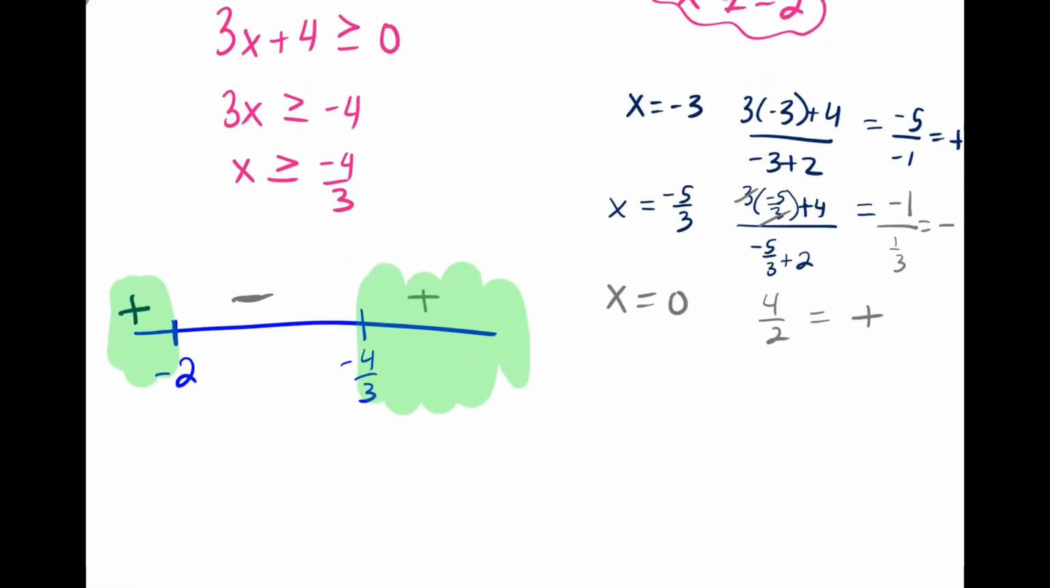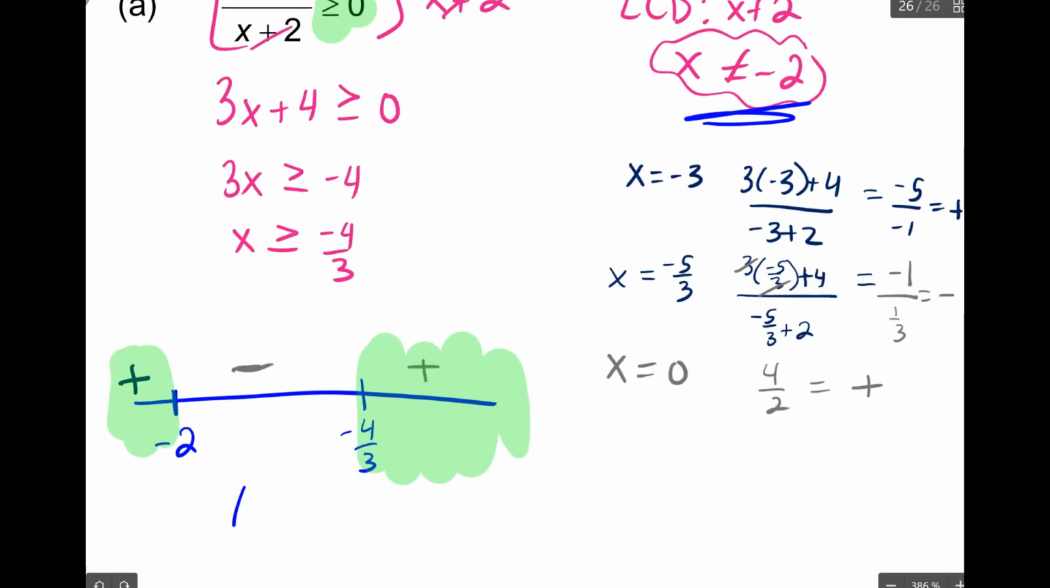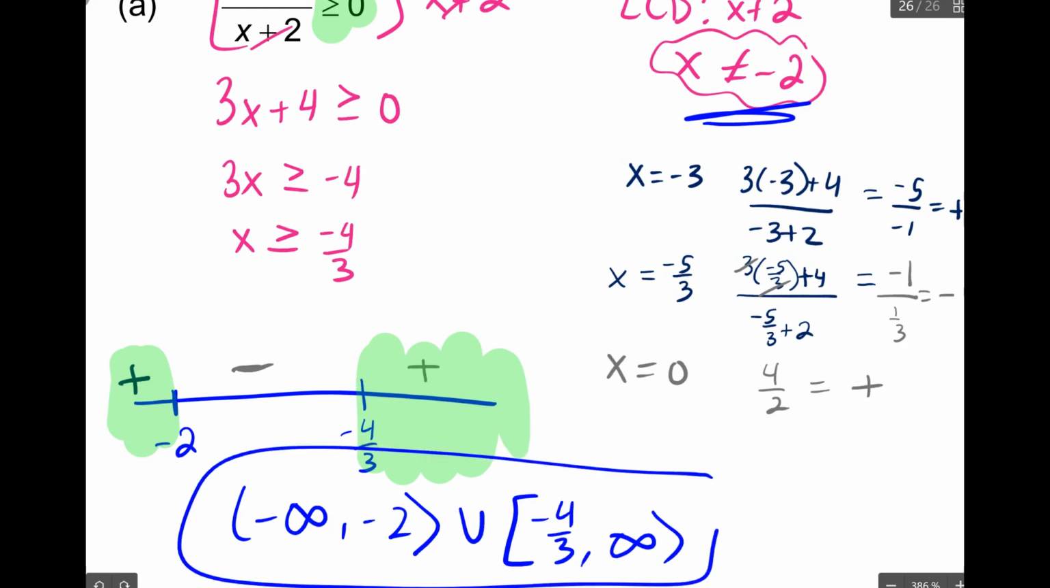But x cannot equal negative 2. So I'll go from negative infinity to negative 2, not including it, but I will include negative 4/3 to infinity. I can't include negative 2 because that was the bottom of my fraction, right? If x equals negative 2, the whole thing goes undefined.